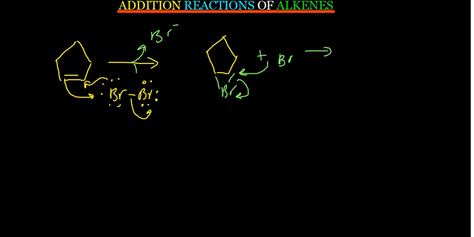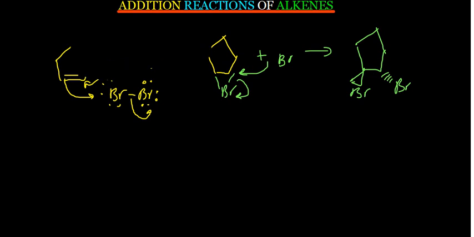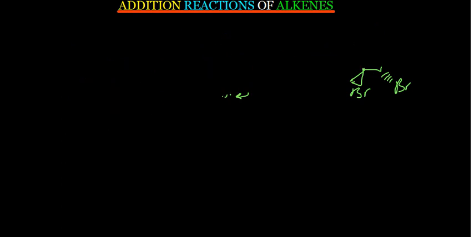So what you are going to see as product is that one bromine is going to be like this, another bromine is going to be like that. So the two are going to be in opposite directions. We have got the anti-orientation. They can't both be like that. That product is not possible for this kind of reaction. So this is what happens in the electrophilic addition of halogens.